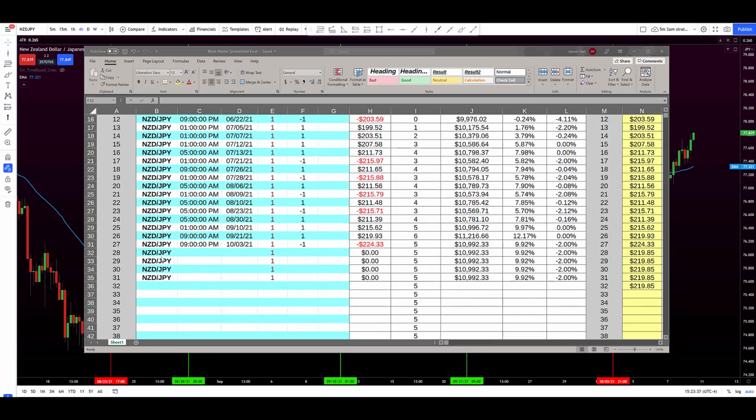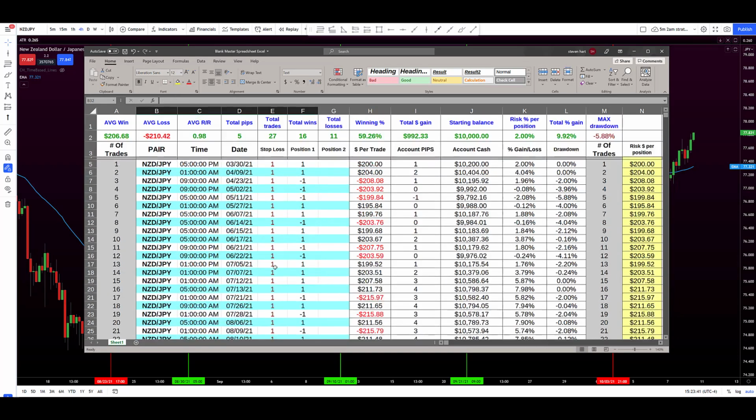And I have no clue why. Oh, that's why I was saying that. Okay, that's at 1.3 and it really confused me for a second. But at this point, we have everything right in the spreadsheet. You can see we had 16 wins and 11 losses.